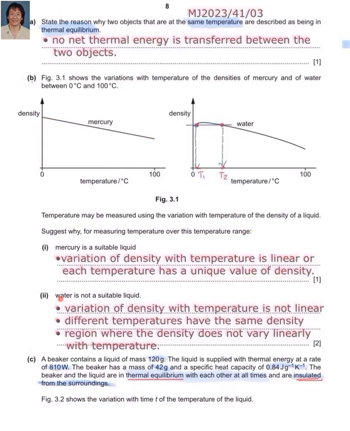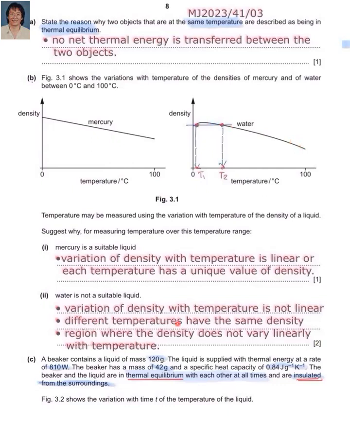Then the second part is why water is not a suitable liquid. 2 marks are given for this question, but 3 points are given here. You just have to say 2 of the 3 points. Variation of density with temperature is not linear, as you can see that the graph is not a straight line, but a curve.